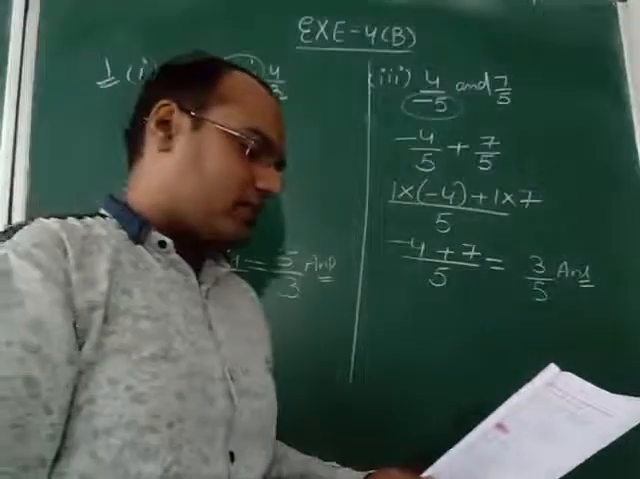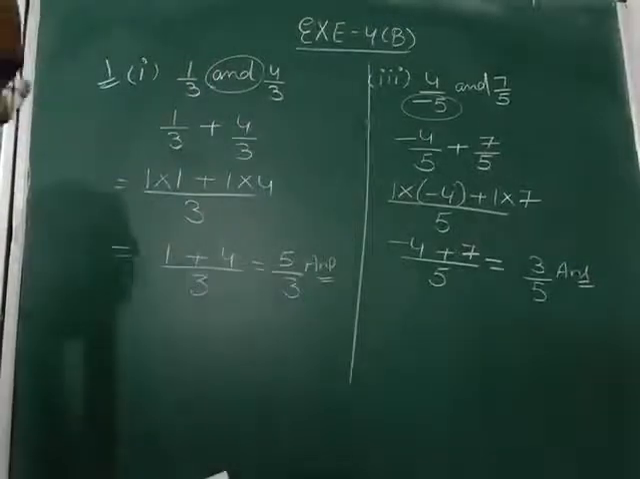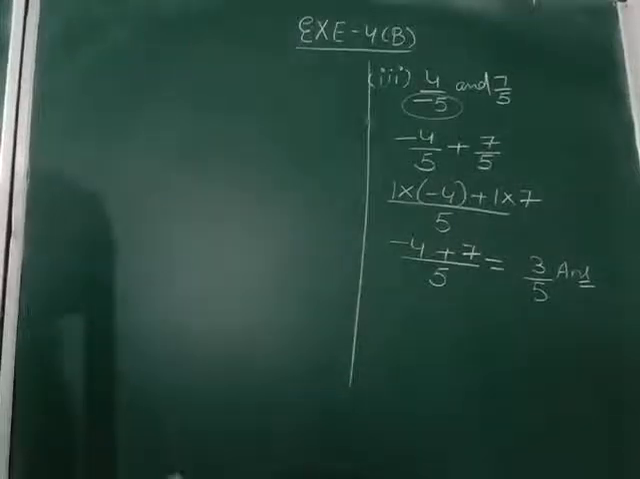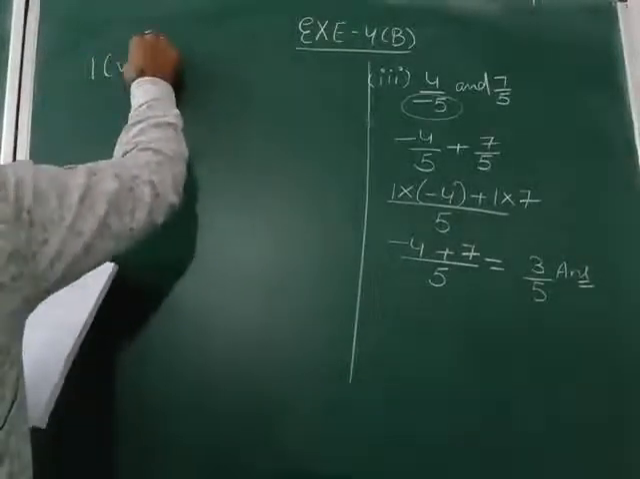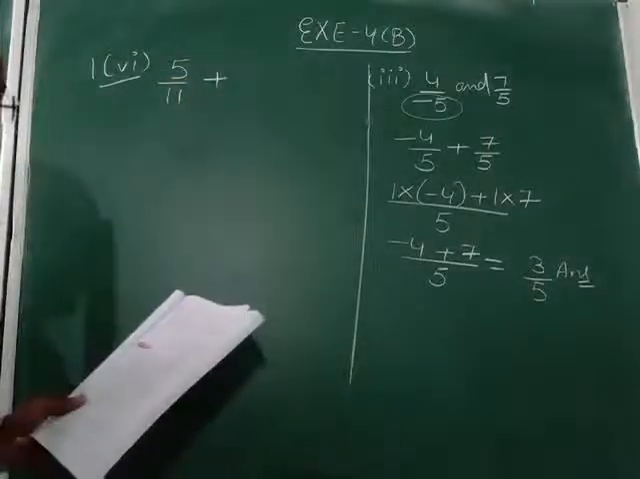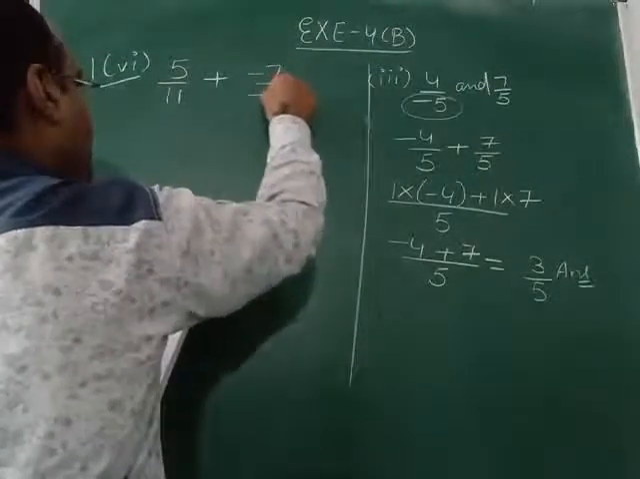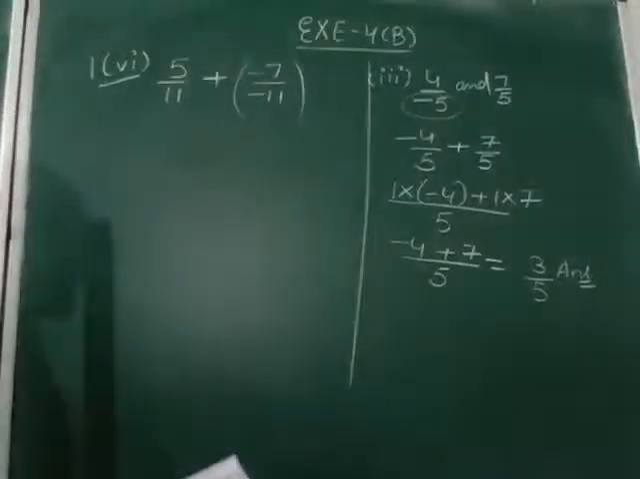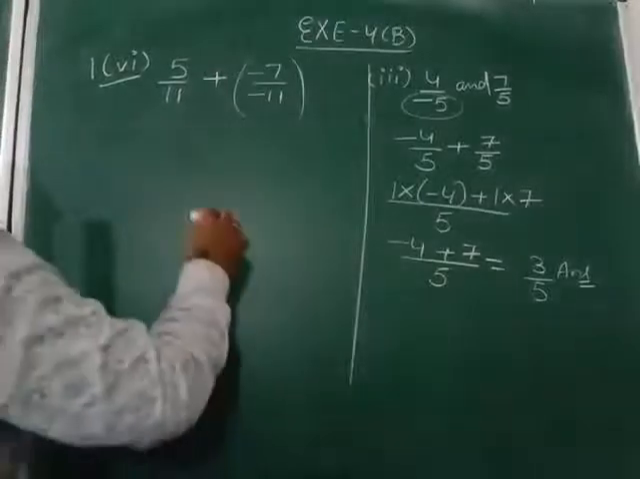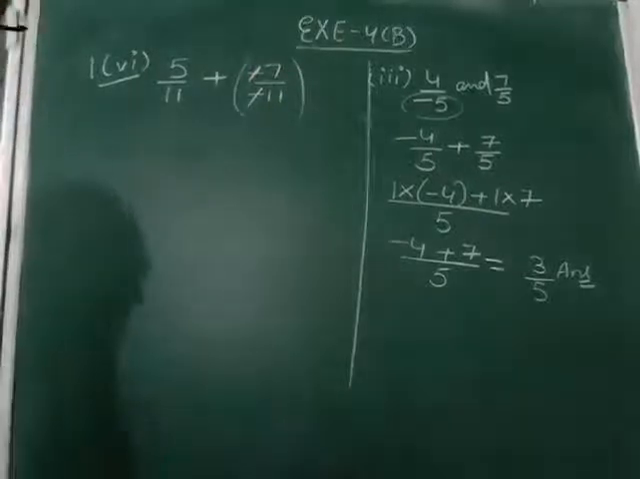Now see another part, number 6, sixth part. 5 upon 11. In place of the blank we will put a plus sign, minus 7 upon minus 11. These numbers are having minus sign and before these a minus plus is also coming, so we will use the bracket here. And another thing, both numerator and denominator are having minus sign, so we will cancel these minus signs.